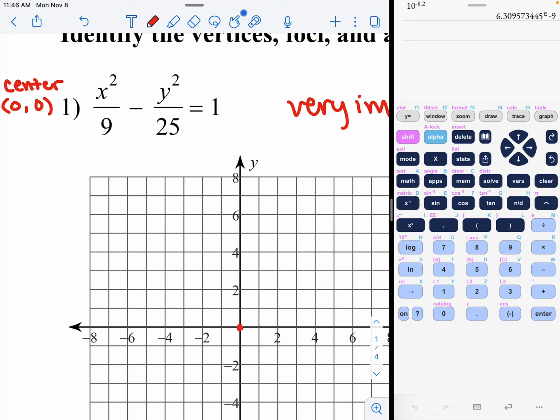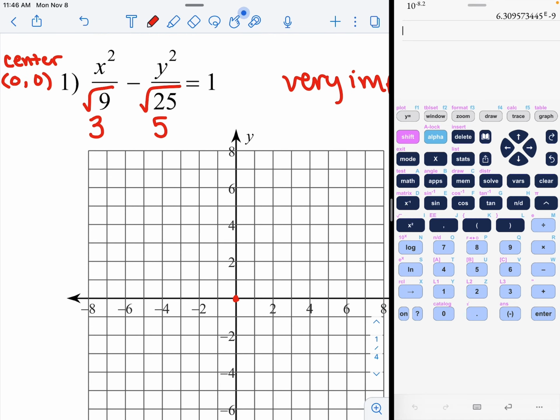Now, underneath x, we have 9. We know the square root of 9 is 3, and we know the square root of 25 is 5. What that means in the context of this particular problem, remember how I showed you those funny shapes? Those funny shapes are funny because they approach what we call asymptotes. So the asymptote, we know slope is y over x, right? So in this case, it's going to be the square root of 25, so 5 over the square root of 9, which is 3.